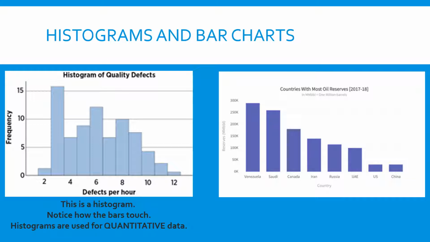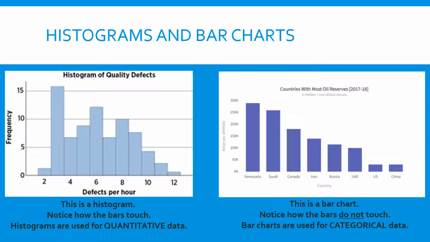Now for bar charts, look at our horizontal axis there. Bar charts, the noticeable difference here is that the bars do not touch, and bar charts are used for categorical data, which is where the horizontal axis is separated into categories. So here the categories are countries.